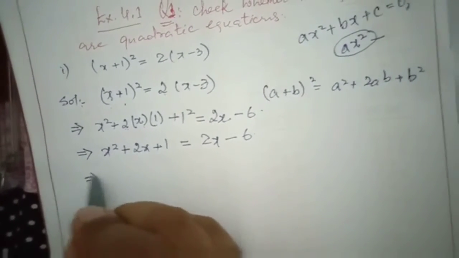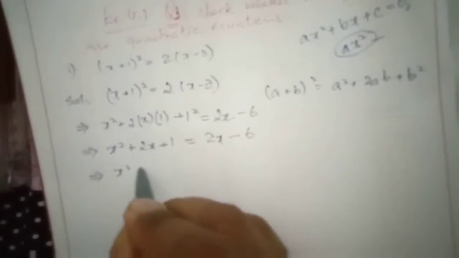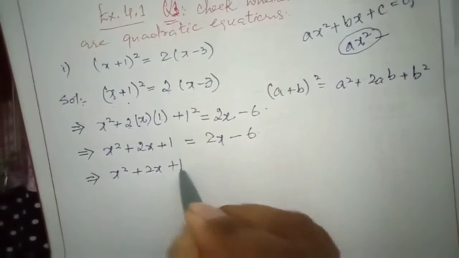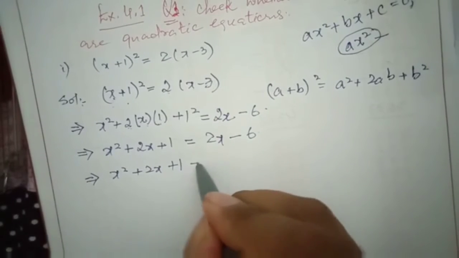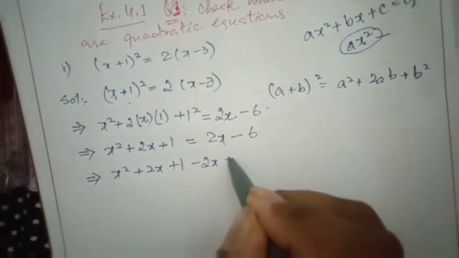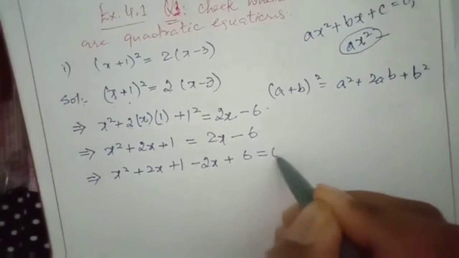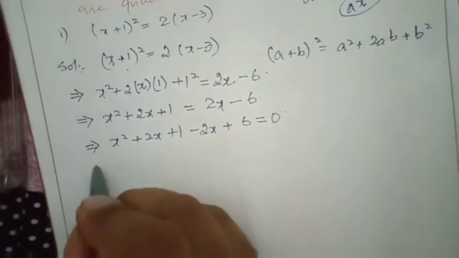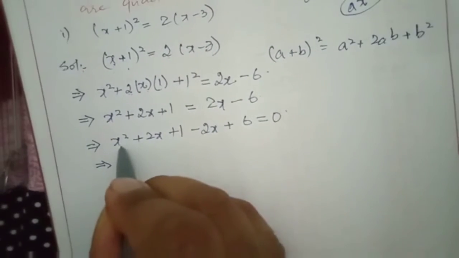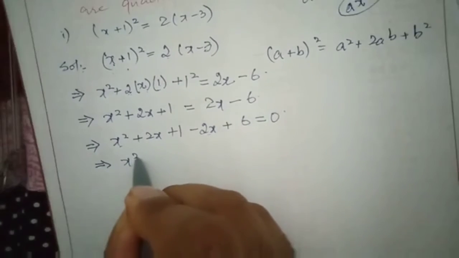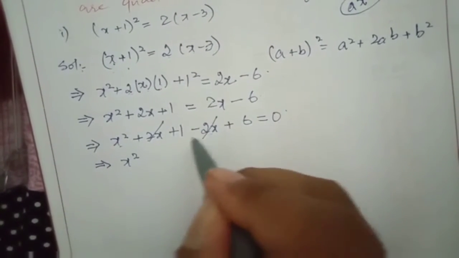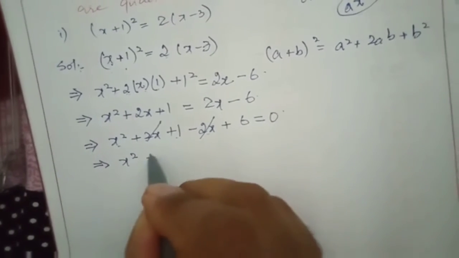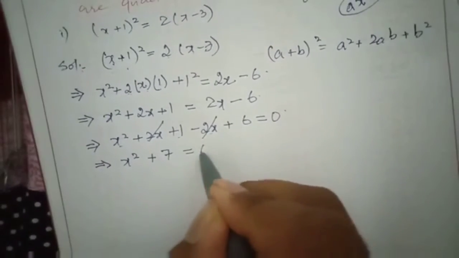Now I can write x square plus 2x plus 1. I will transpose these terms to the left hand side. This will be minus 2x, this will be plus 6 is equal to 0. So I can write x square is only the one term. This is plus 2x, this is minus 2x, they cancel each other. Plus 1 plus 6 will become plus 7 is equal to 0.